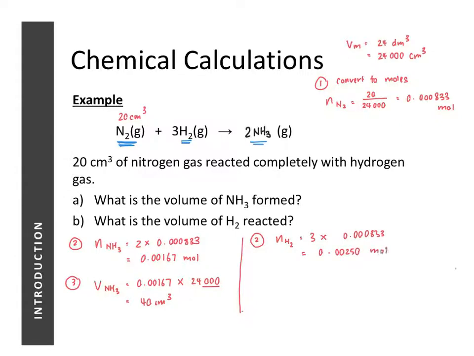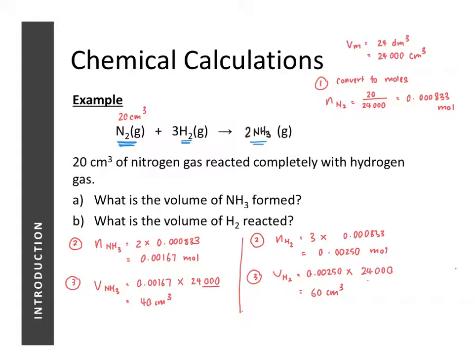Okay, and step number 3 is the same. We need to convert from moles. Now we need to find volume of hydrogen, so we take number of moles multiply by 24 dm³. That will give us 60 cm³. Okay, so this is another example of how the 3C approach can be used to solve a chemical calculation question. However, as mentioned, there is actually a shortcut to solving this question.